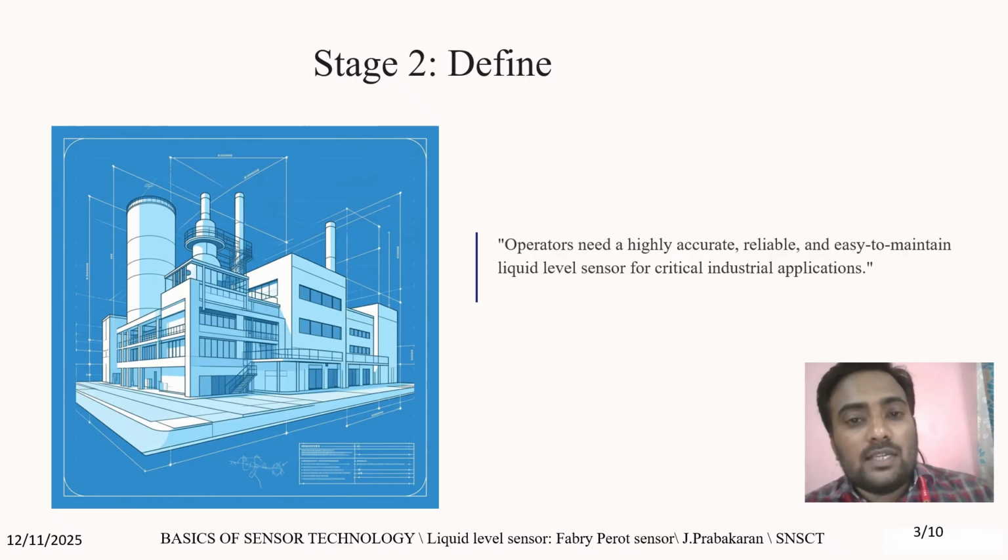The second stage of design thinking is define. Here we have to frame the problem statement. Here we convert our observations and user feedback into a clear, actionable problem statement. This step bridges user insight with technical possibility. Based on the empathy research, we can define the core problem as follows: operators need a highly accurate, reliable, and easy to maintain liquid level sensor for critical industrial applications.